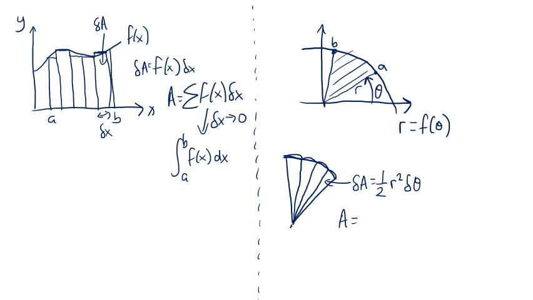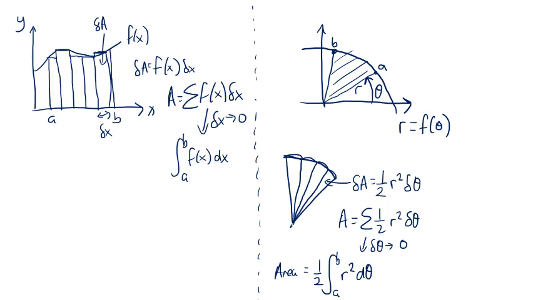So the total area would come from summing that. So I'd have a half r squared delta theta, and again, if I make the angle small enough, then we can replace that by an integral. So we integrate from angle A to angle B of a half r squared, let's put the half outside, half r squared d theta. So this is the area in polar coordinates.